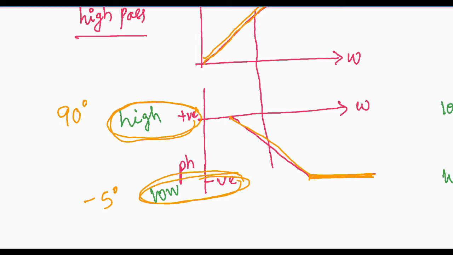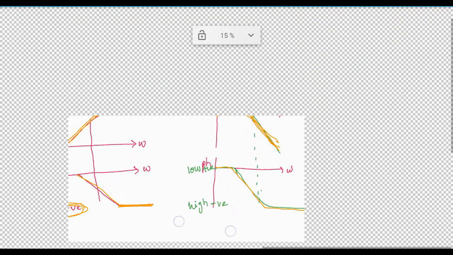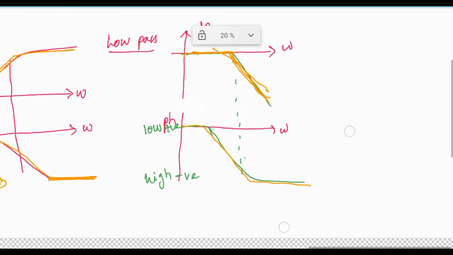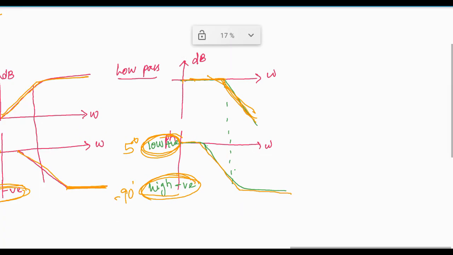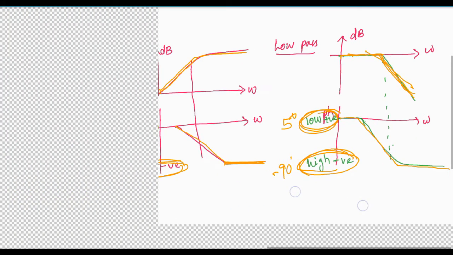So this is the high pass filter. And if we consider the low pass filter, here this will be low positive and here this will be high negative. That means suppose this one is 5 degrees and this one is minus 90 degrees. This is the difference between the phase plots of a low pass filter and a high pass filter.